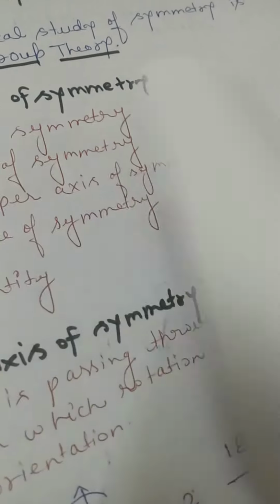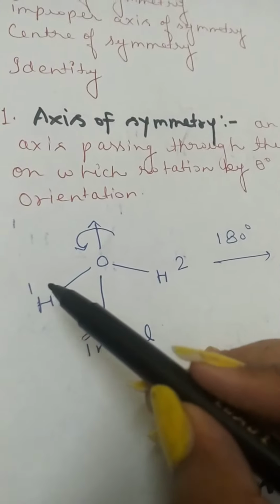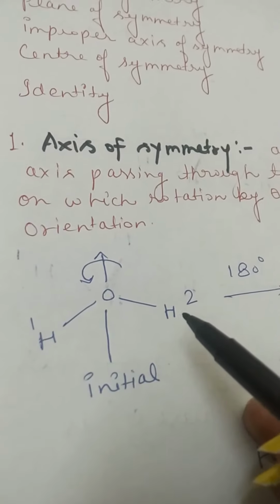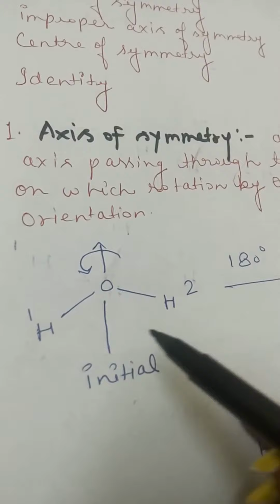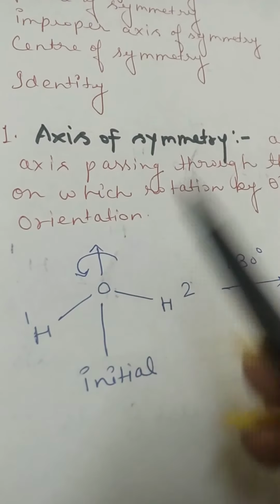Suppose this one is our hydrogen 1 and this one is our hydrogen 2. I have already written it over here. So this one is hydrogen, this one is oxygen and this one is hydrogen. This is our initial stage. We are going to rotate it by 180 degrees.